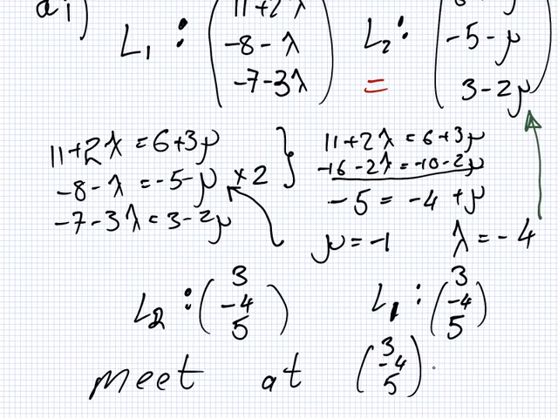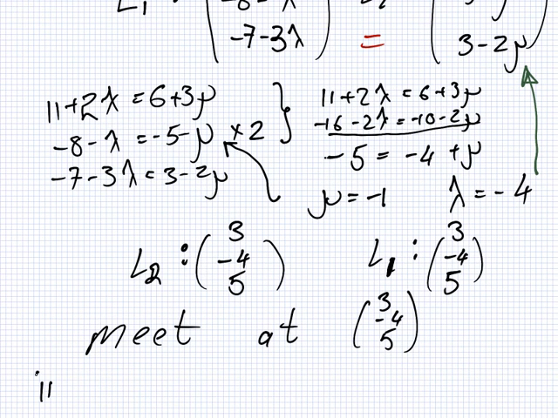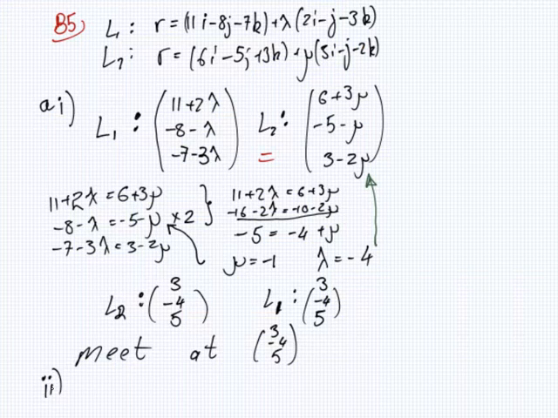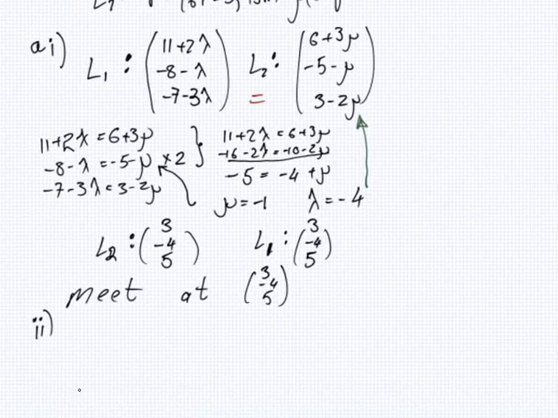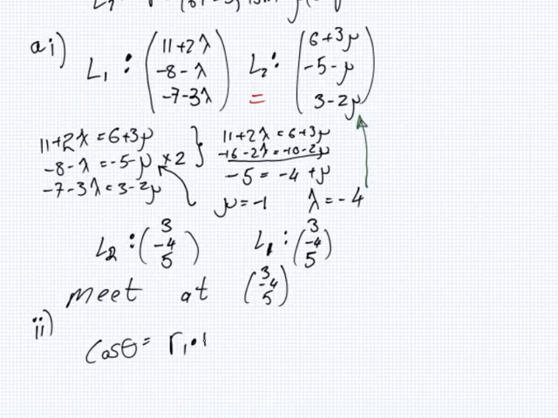Okay, so what's the next part? Find the acute angle between the lines. Great, okay. So do you remember the formula for the angle? It's cos theta equals r1 dot r2 over magnitude r1 magnitude r2. Do you remember this formula? No? Have you seen it? Are you sure? It's not in my mind. Okay. Have you done dot?